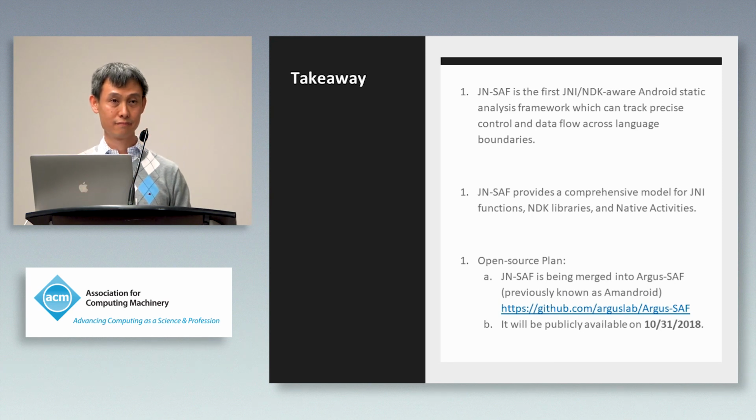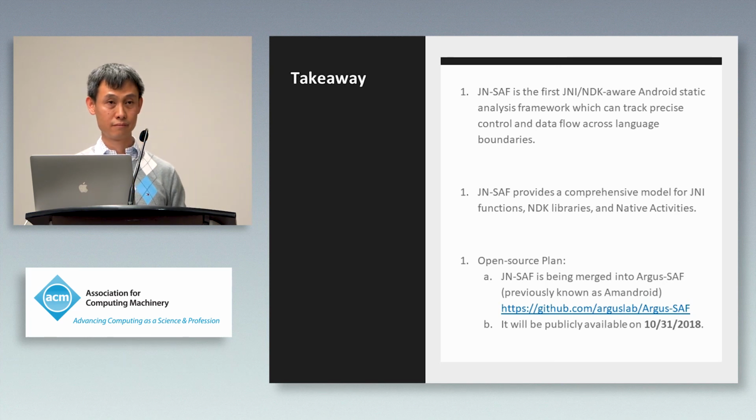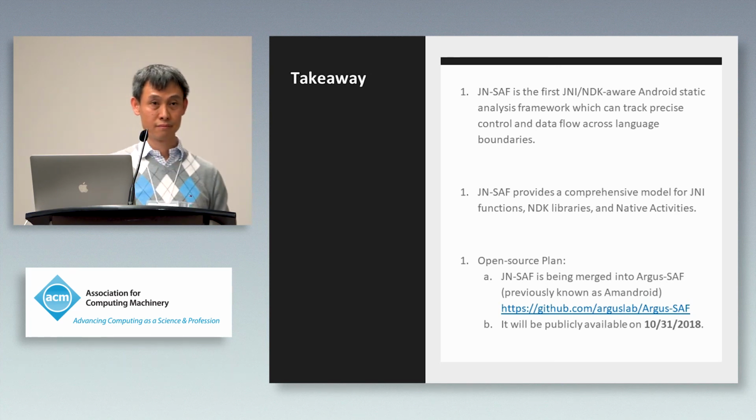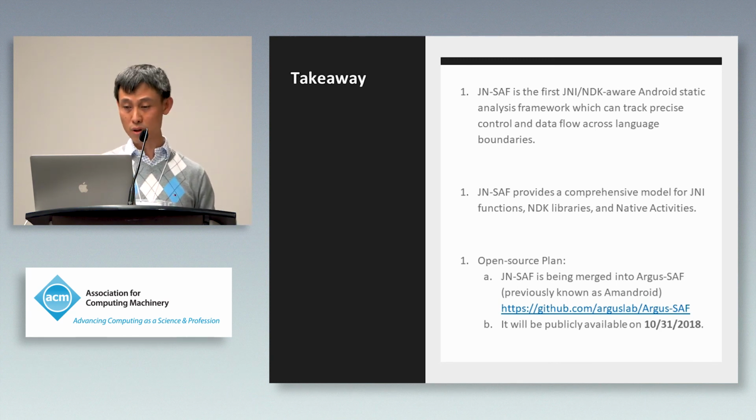Zafir from UC Irvine. Very interesting work. Have you considered collusion attacks? There might be more than one app, where one app only has Java code, and another app has all the native code. Yeah, that's a very good question.